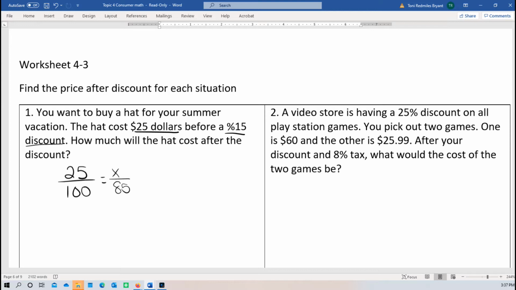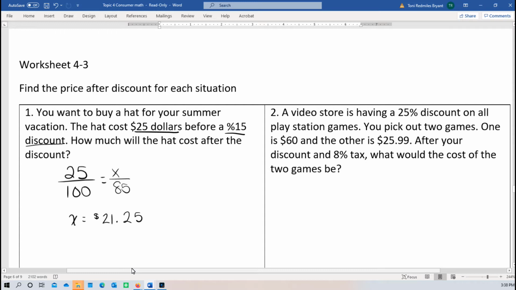So if we do the math and we do our 25 times 85, I'm not showing you how to do those proportions anymore. By this point, you should be able to do them. If you're having trouble, let me know, and I'll point you in the direction of some videos. But we are on the fourth topic of this class, and we've been doing proportions the whole time. All right. So after our discount, we will pay $21.25.